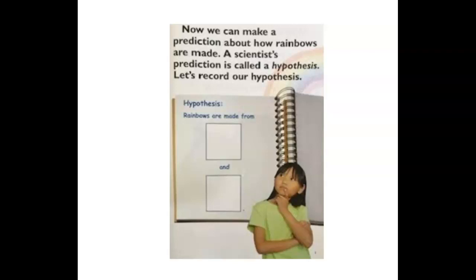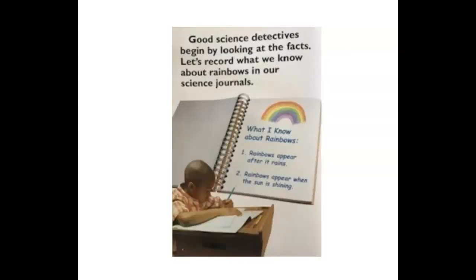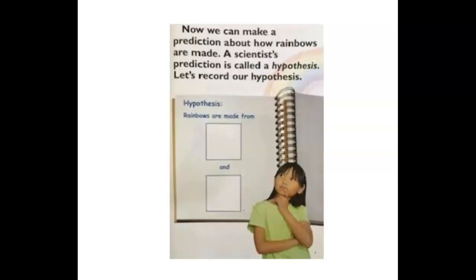Rainbows are made from... and if you're not sure, you can go back to the previous page where it says rainbows appear after it rains and rainbows appear when the sun is shining. So rainbows are made from, what do you think? Okay, good thinking.